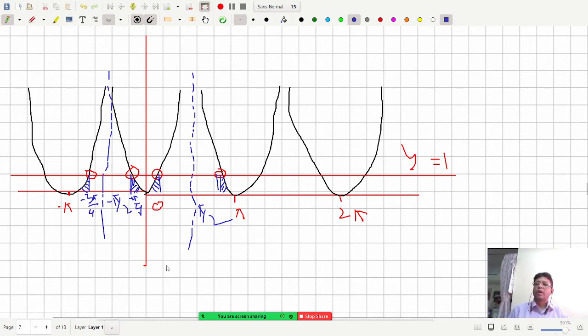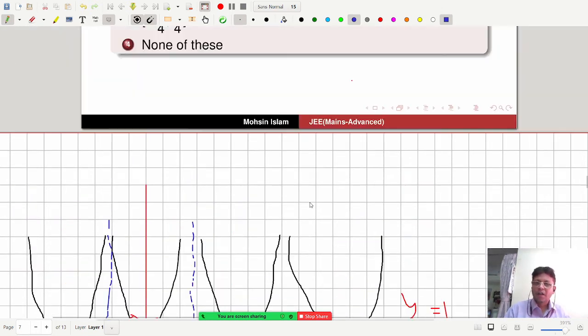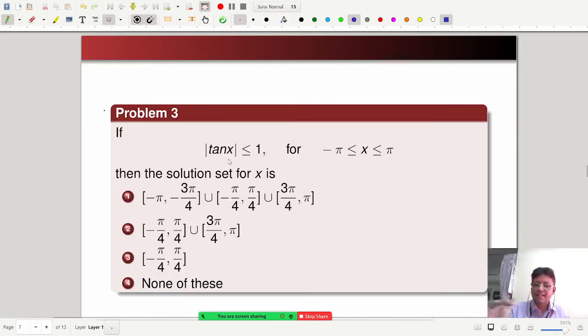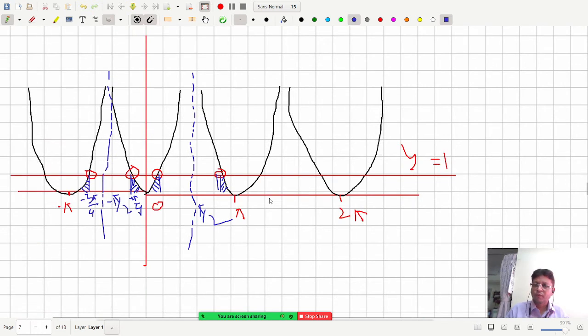These are the shaded part. So look at that. Your inequation is mod tan x less than or equal to 1. So you have to find out where the modulus of tan x is less than or equal to 1. So these are the portions where modulus of tan x is less than or equal to 1. So these are the portions.